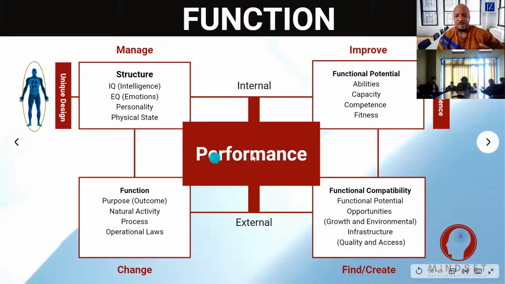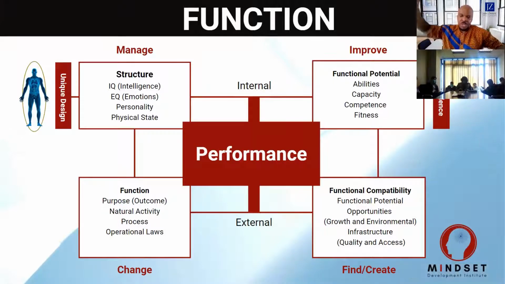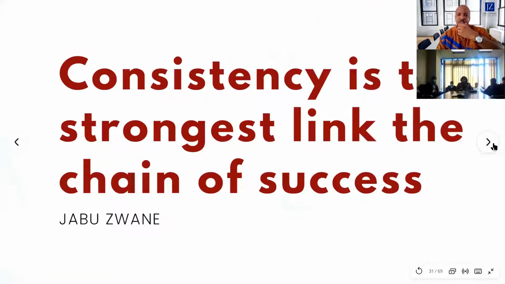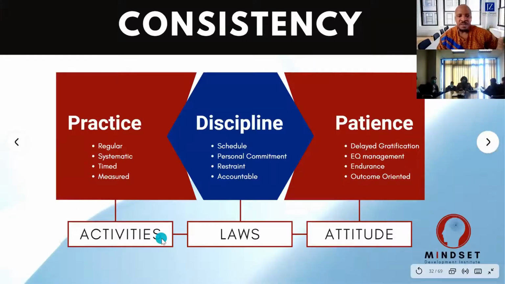And then the last thing about performance which is external, is that there is the outcome. There's the purpose, which is the reason why we are there, and there's the outcome, which is what we need to achieve to be able to achieve the purpose. What do we need to achieve to be able to fulfill the purpose? And that has national activities, the process, and the laws. And quickly, I want to close off with this for us. These are the 3 aspects of consistency in performance.